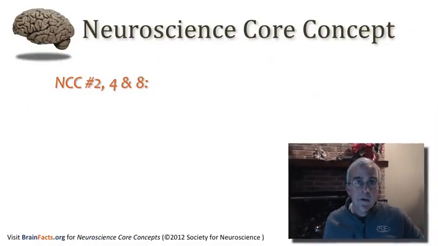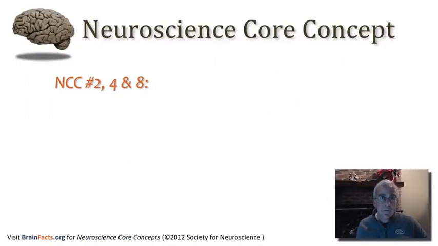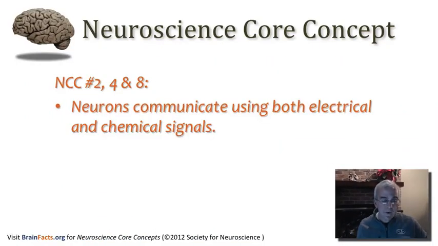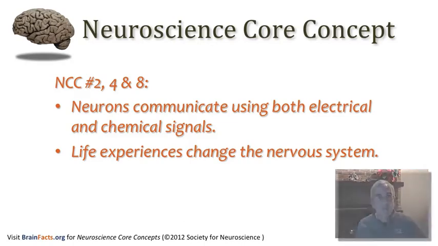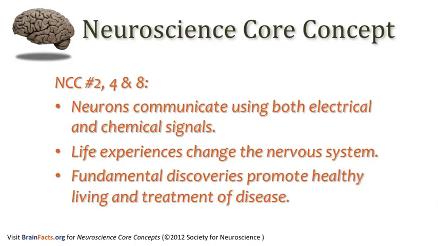Again, we are talking about content that pertains to 3 of our core concepts in the field of neuroscience. We continue to talk about how neurons communicate through electrical and chemical signals. And we're elaborating on a new theme for us, and that is how life experiences can change the structure and function of the nervous system.